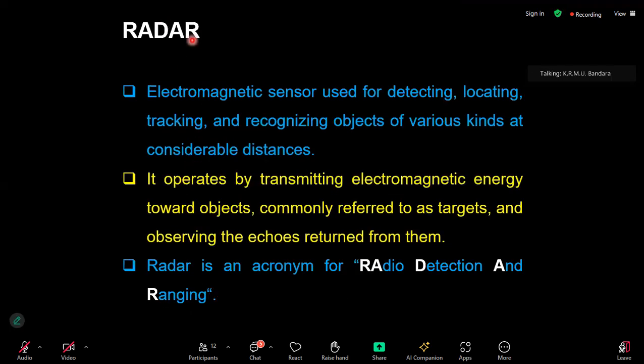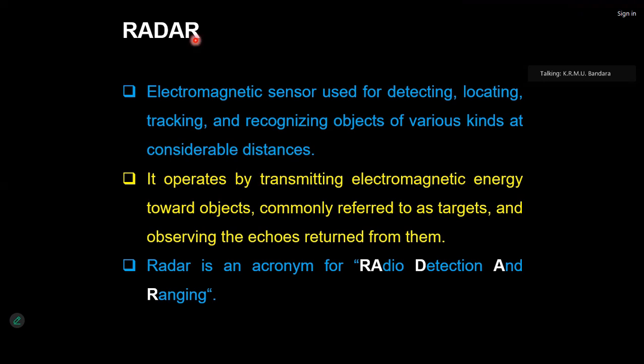First, what is radar? Before going to the non-imaging and the imaging radar, a radar system is an electromagnetic sensor used for detecting, identification, locating, tracking and recognizing various kinds of objects at considerable distances. This is remote sensing. We are using the sensors to detect, locate, track and recognize the object. All are remote sensing.